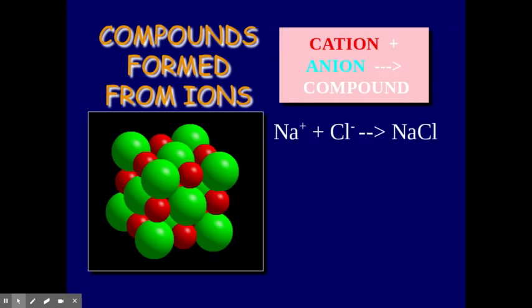Now you've got cations and anions. So, cations are the positive, anions are the negative. You get them together, you get a compound. So, in this case, sodium and chloride makes sodium chloride.